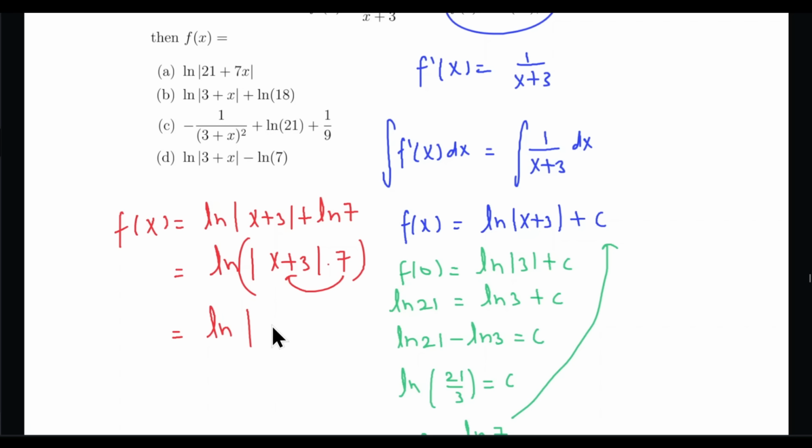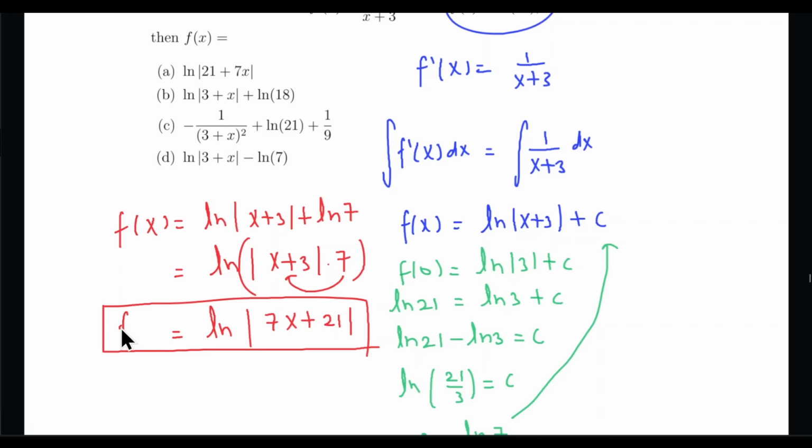So it will be ln of absolute value of 7x distributed. So it will be 7x plus 21. That should be the function, which, yes, it is option A. Okay.